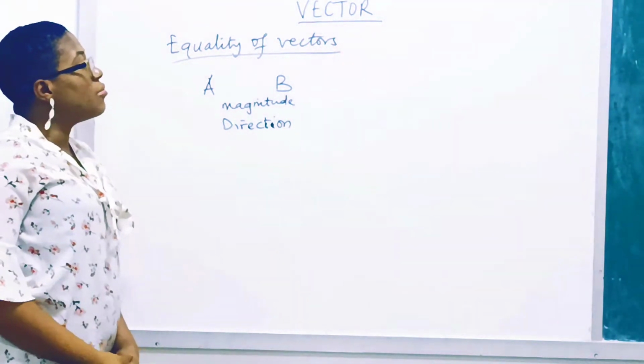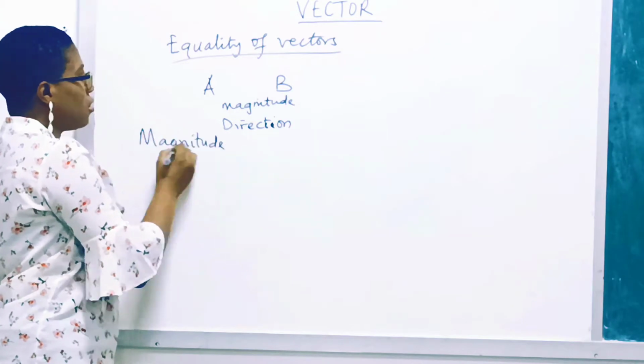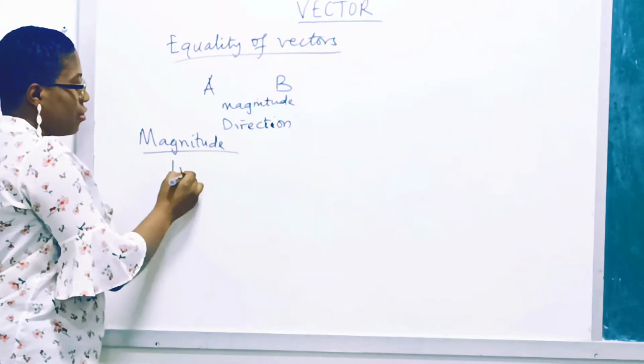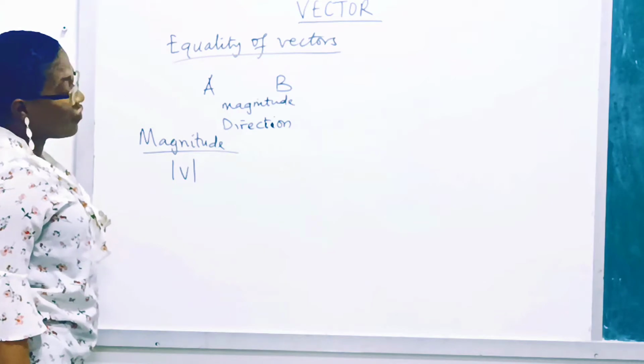So let's consider the magnitude of a vector. The magnitude of a vector is denoted by this, given the vector V.